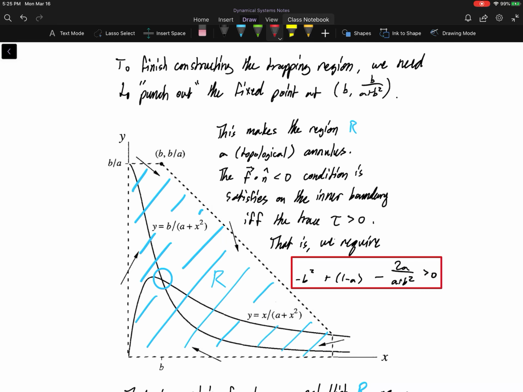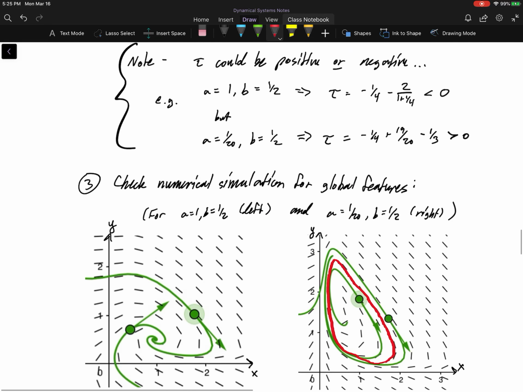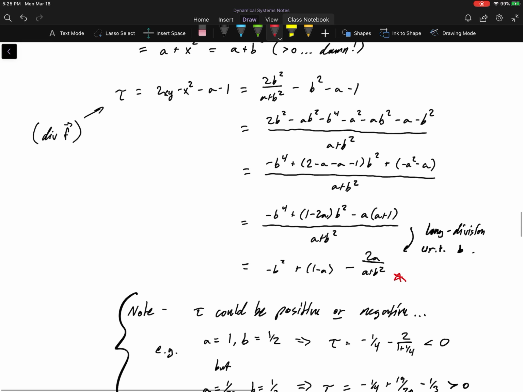And a great candidate for this is the one and only fixed point that lives inside this region, if we satisfy certain conditions on the inner boundary, specifically with the A and B parameters, such that the trace of the Jacobian here, the divergence of the vector field, is going to be positive in a neighborhood of that fixed point. So we are going to require that to be the case. We're going to go back up to our condition on linearization to say that this trace needs to be positive.